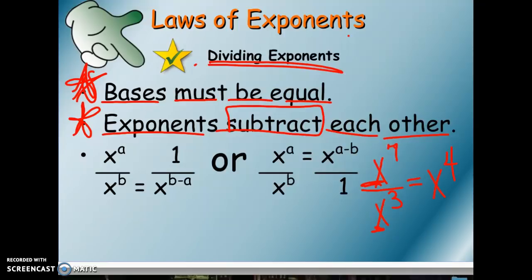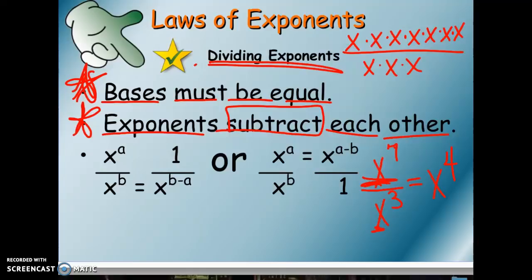Well, if I draw this out and expand it, 1, 2, 3, 4, 5, 6, 7 x's on the top, and 1, 2, 3 x's on the bottom, right? X to the 7th over x to the 3rd. X divided by x is 1. X divided by x is 1. X divided by x is 1. All I have left is x to the 4th power.